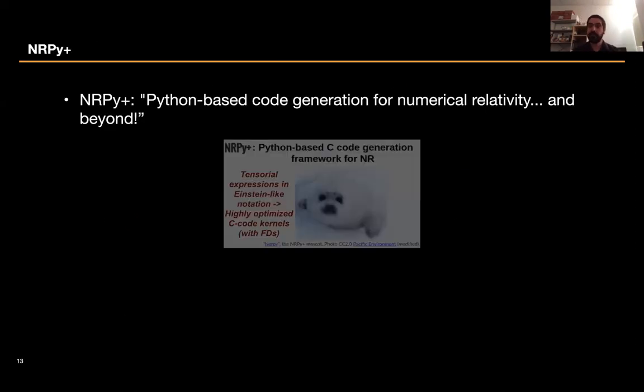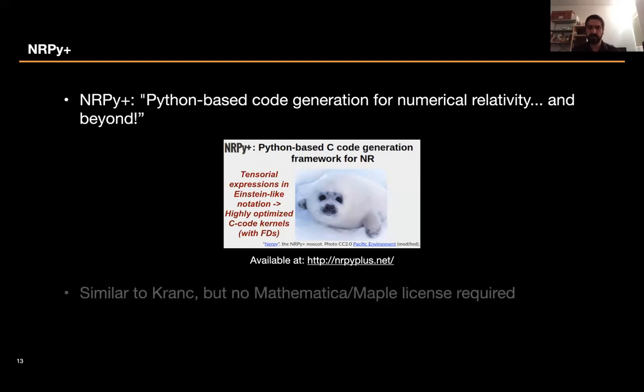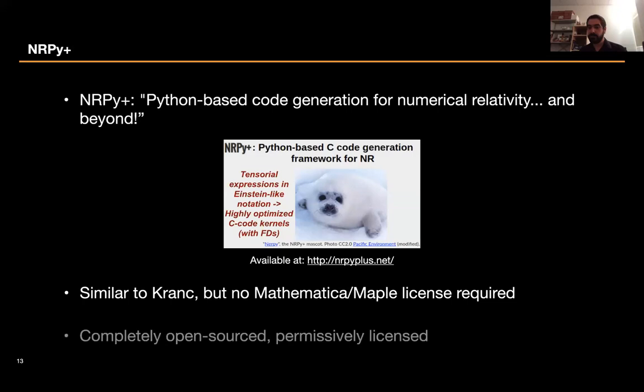NRPy is a Python-based code generator for numerical relativity and beyond. It's completely open source and available at the following link. Basically, it takes Einstein notation tensorial expressions and converts them to highly optimized C code. So it's similar to Kranc, but there's no expensive Mathematica or Maple license required, and it's very permissively licensed.